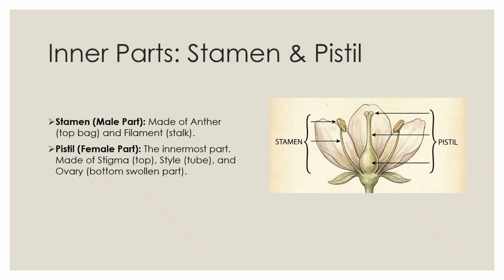If we remove the petals, we see the inner parts of the flower. The male part is called stamen. It has a stalk called the filament and a top bag called the anther. The female part is right in the center. It is called the pistil. It has a sticky top called the stigma, a tube called the style, and a swollen bottom called the ovary.